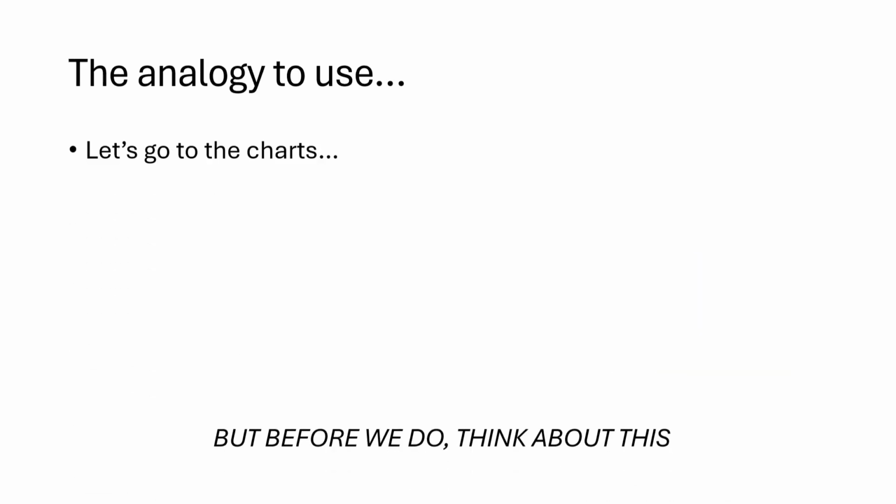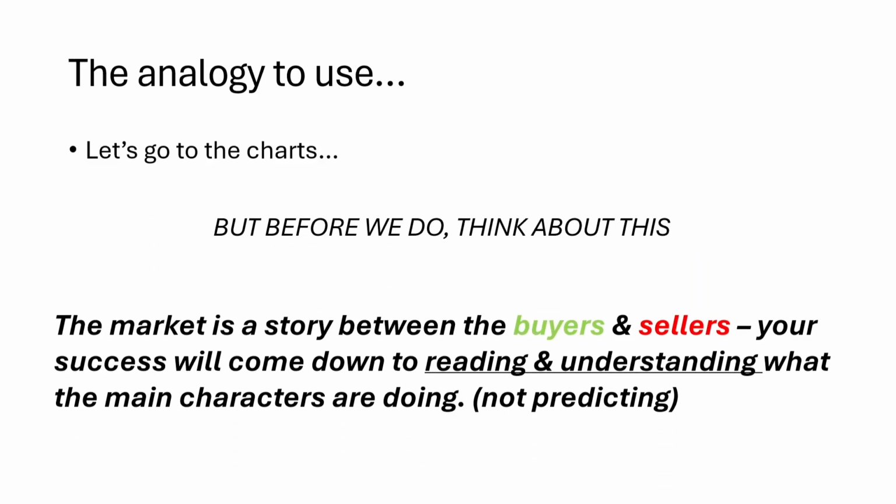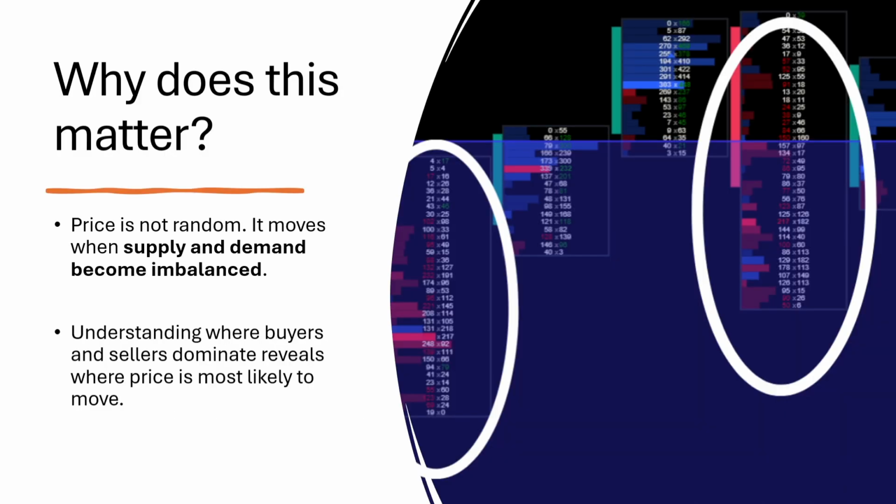So again, the analogy to use is the market's a story, and it's your job to read the buyers and sellers in that story before you make any kind of decision. Okay? And yeah, this is sort of my final slide. So it matters because price is not random, price is not an algorithm, price is not a bot, price is not something you can ever predict. You can only react to it. And so understanding where buyers and sellers are truly sitting is more likely to reveal the next move, which is what you want to try and catch.